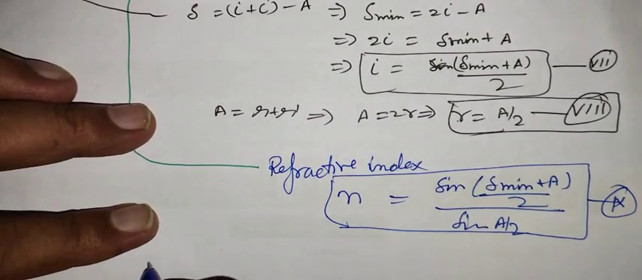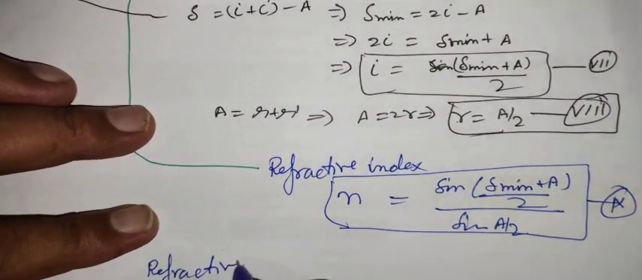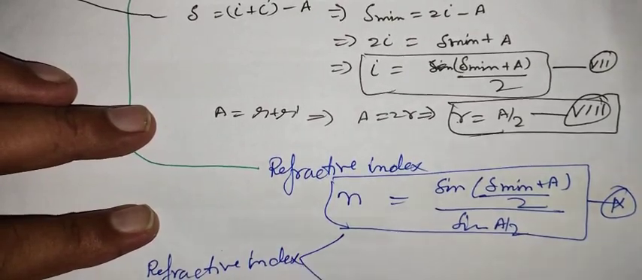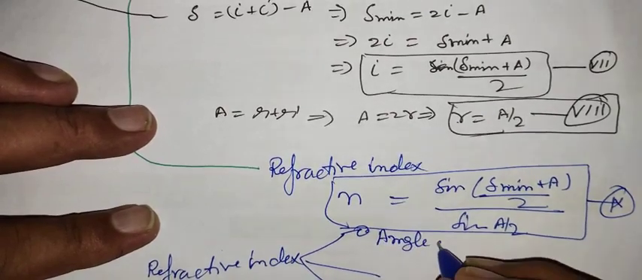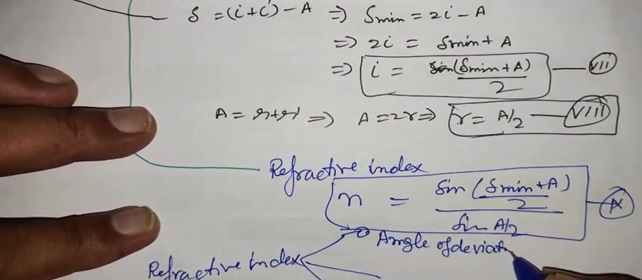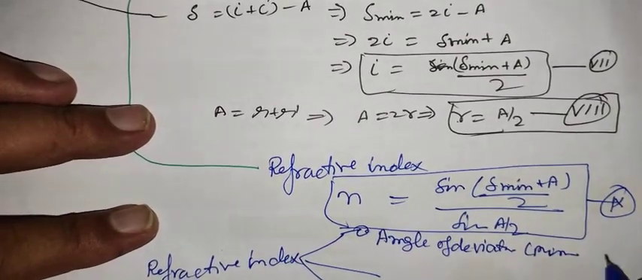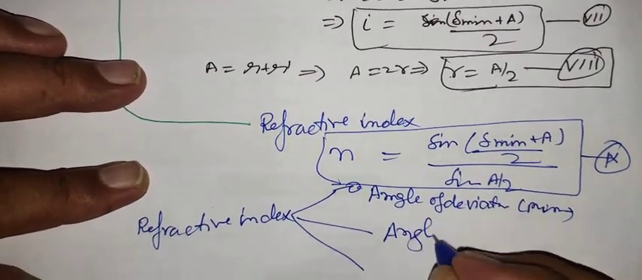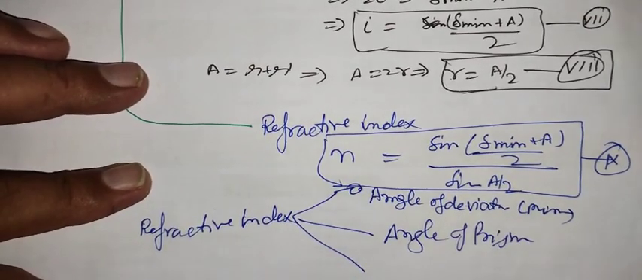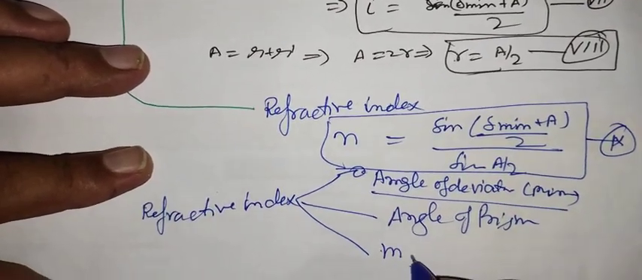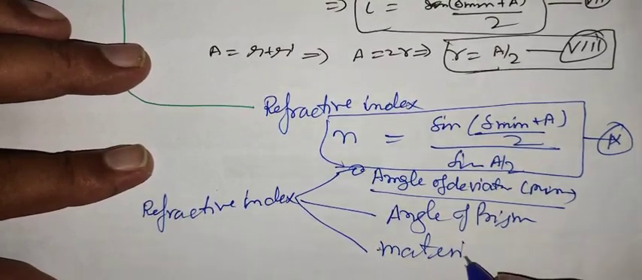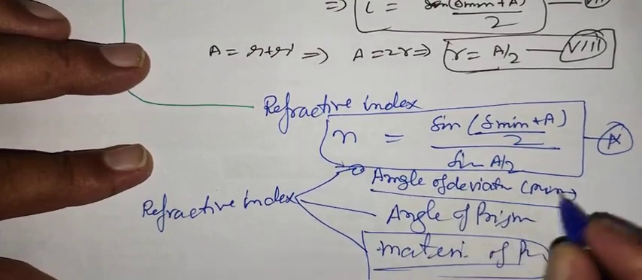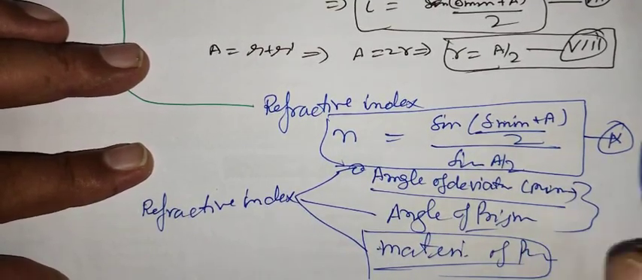It says that the refractive index depends upon parameter 1, angle of deviation under minimum condition, and A, the angle of prism. These two factors, and one more we can say is the material of the prism, but it is not necessary to show. Basically these two factors according to the formula.